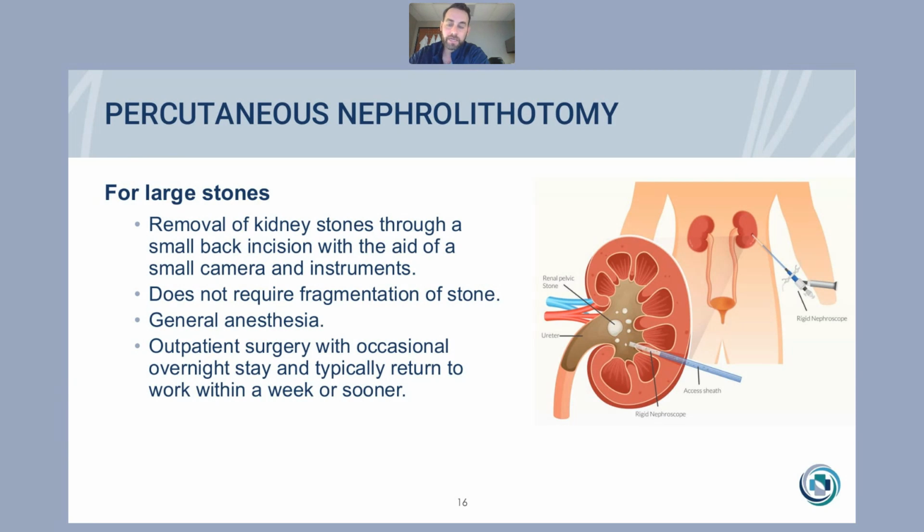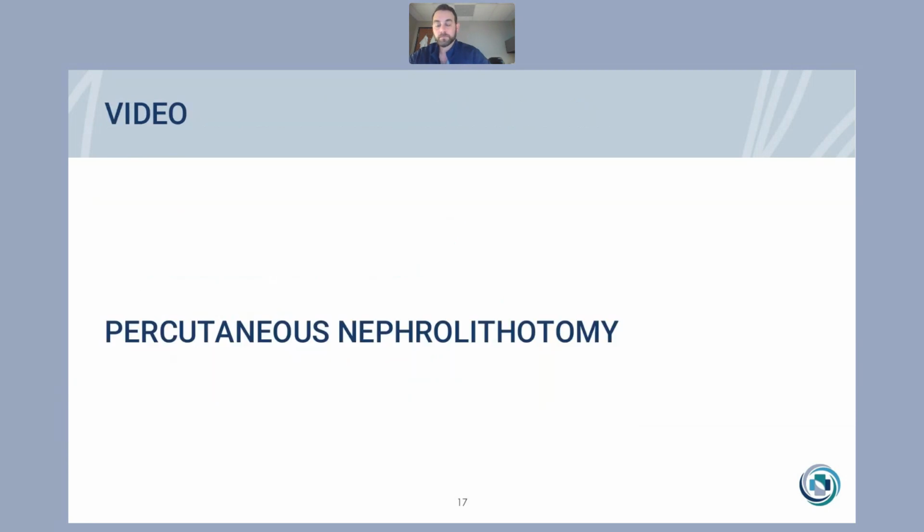Most commonly, it's a general anesthetic. In fact, every time it's a general anesthetic. I would say it's surgeon dependent in terms of spending the evening and what the recovery looks like, but it does allow us to treat larger volumes of stone quicker. I think we have a brief video here looking at that procedure.